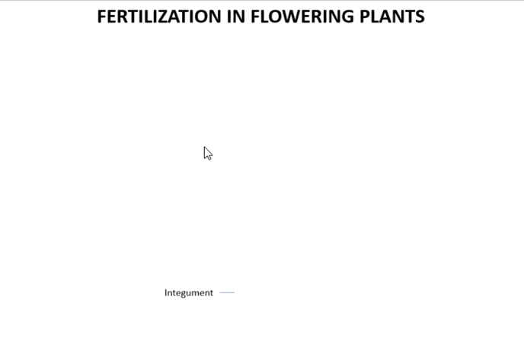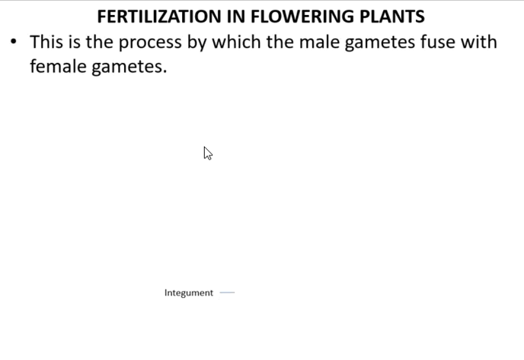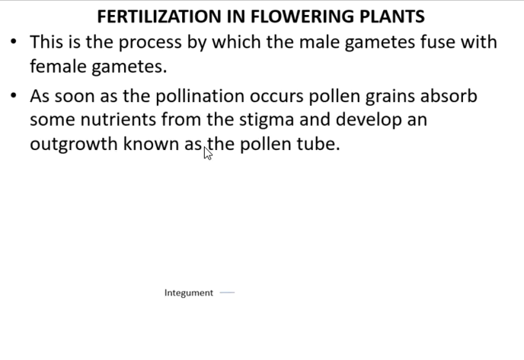Hello guys, let's look at fertilization in flowering plants. Fertilization is a process by which the male gametes fuse with the female gametes. In flowering plants, as soon as pollination occurs, pollen grains absorb some nutrients from the stigma and develop an outgrowth known as the pollen tube.